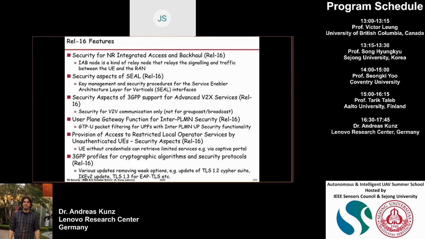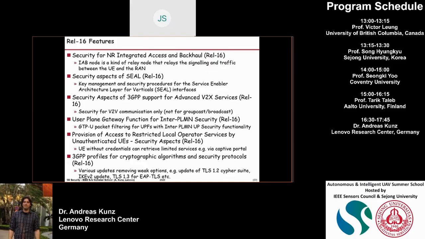And we have the feature of 3GPP profiles for cryptographic algorithms and security protocols. These were a couple of updates to different specifications on removing weak options. For example, we have an update of the TLS 1.2 cipher suite. We have an IKEv2 update. We have addition of TLS 1.3 for EAP-TLS. And there were a couple of other updates also for the network domain security specification.